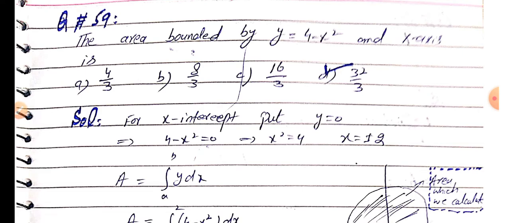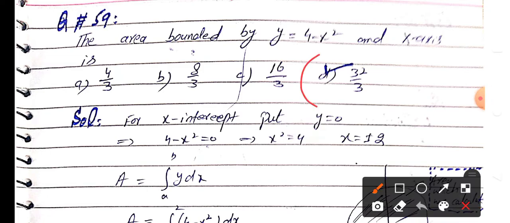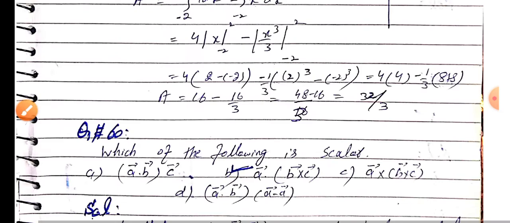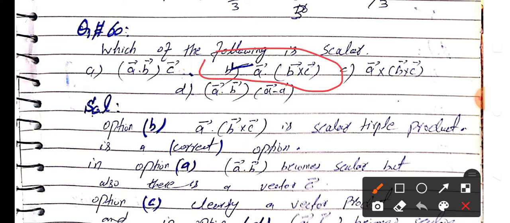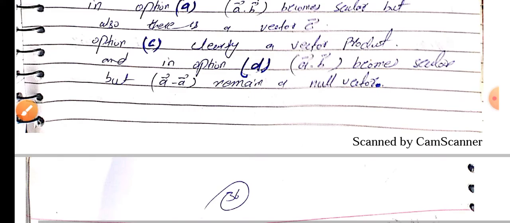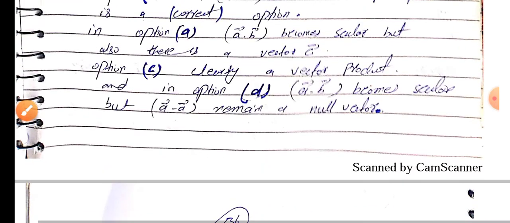59. The area bounded by y is equal to 4 minus x square and the axis is 32 by 3, which is the correct answer. 60. Which of the following is scalar? So option B is correct. A dot B cross C is correct.